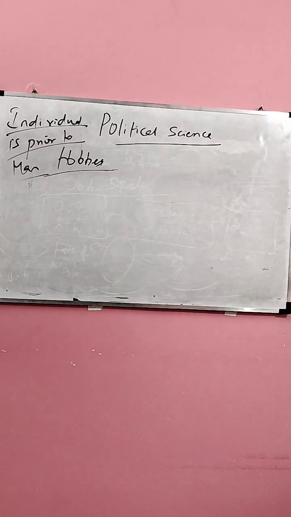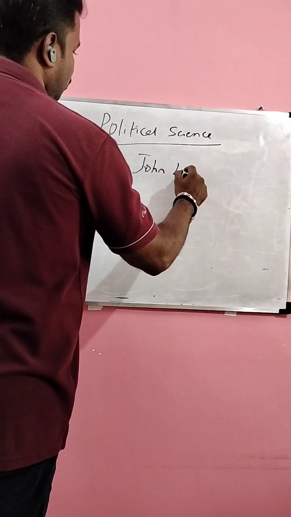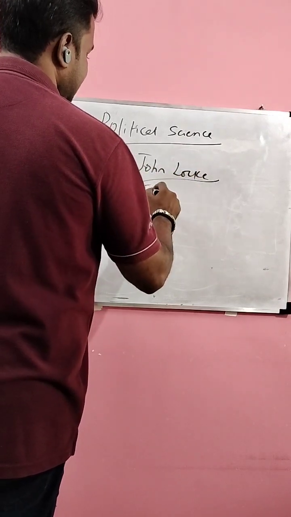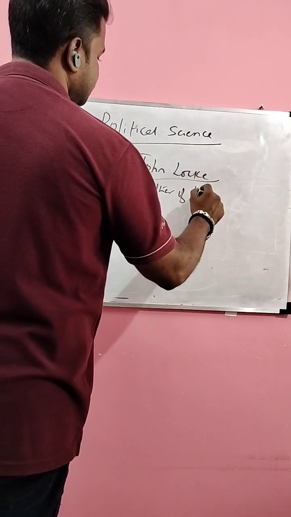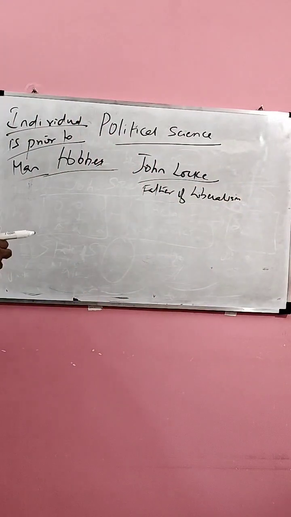Okay. Now coming to John Locke. John Locke is the most important man for liberalism. He is seen as the father of liberalism. John Locke was also a British philosopher.